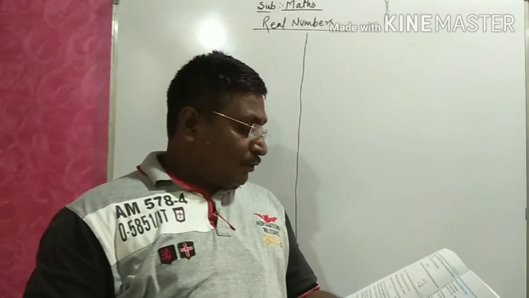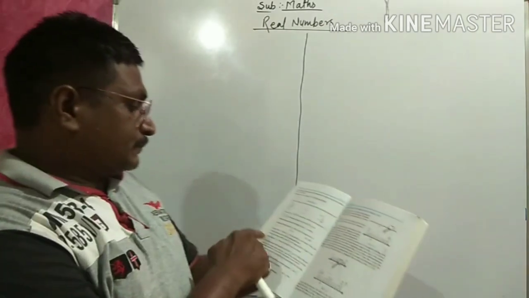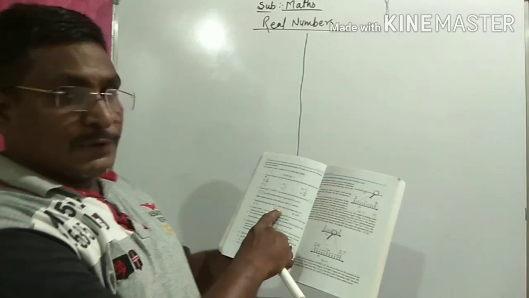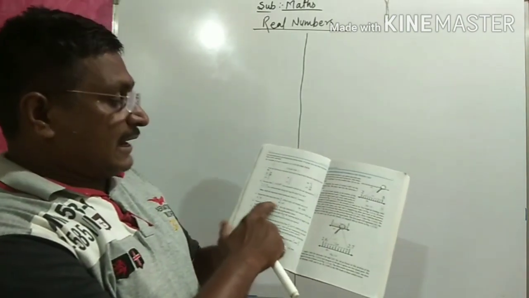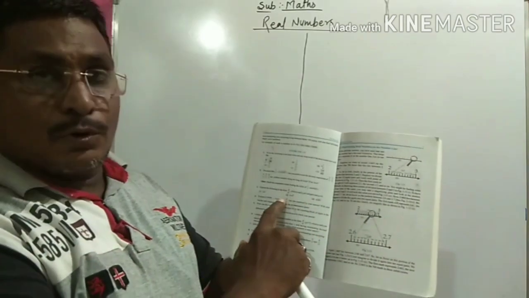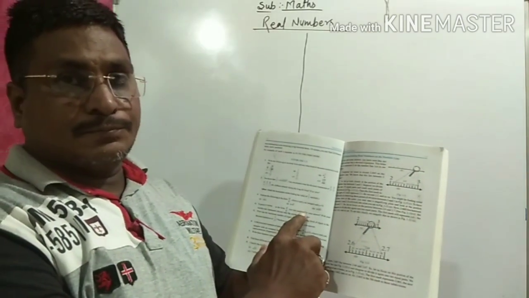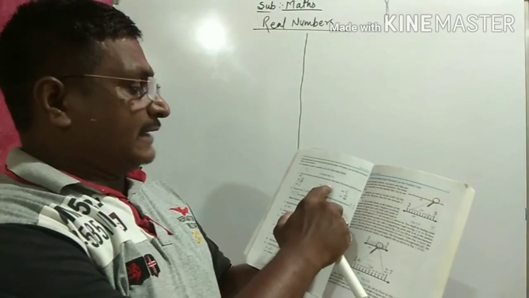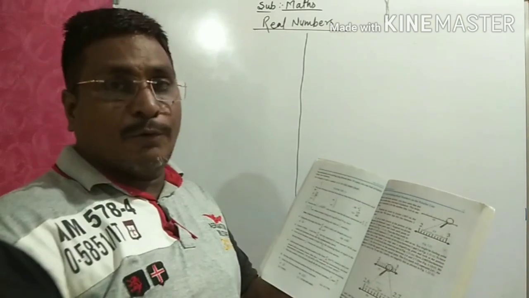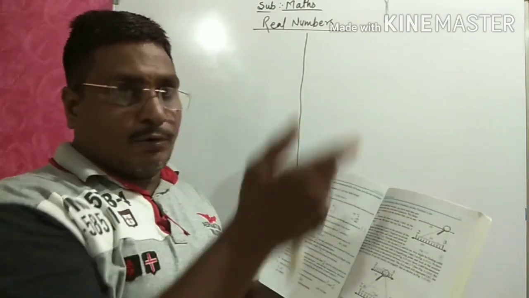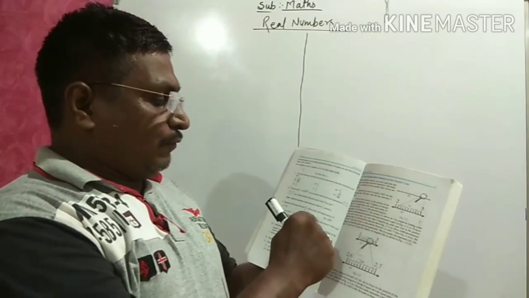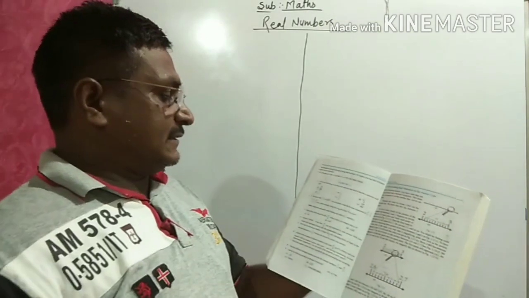Now we will go on to the third question. Express the following in the form of p by q. That also I explained in the previous video, how to convert. So these two examples from this exercise are the homework. Already I gave a homework in that video. Now this is the homework from this exercise.